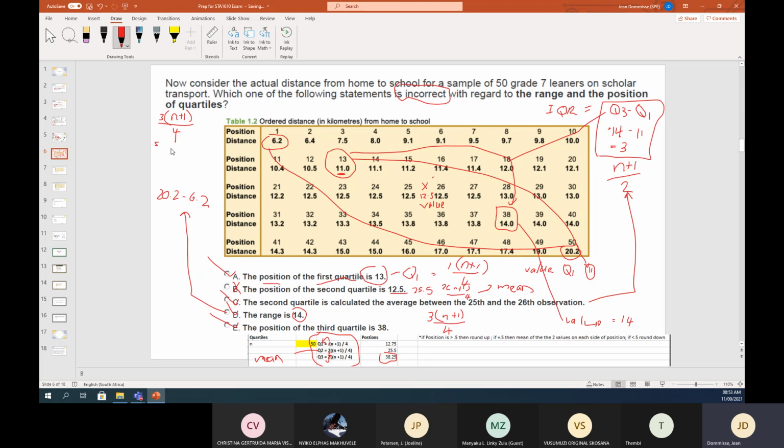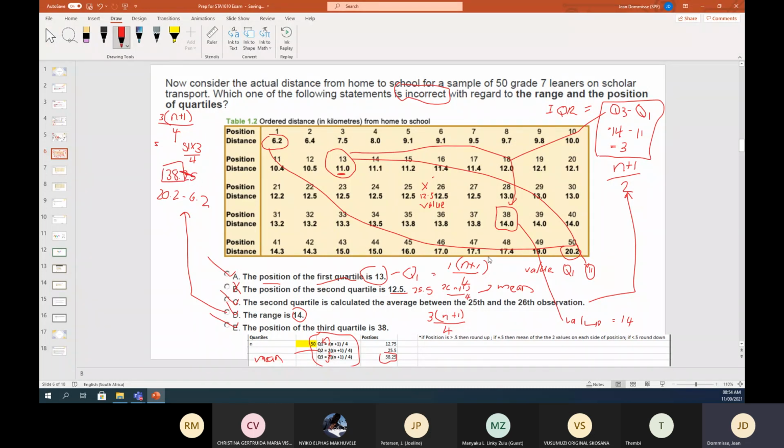So remember, n is 50. So 50 plus 1 is 51. 51 times 3 divided by 4 gives us 38.25. But again, with quartiles, we need to round it off to the nearest number. So the nearest one would be 38.